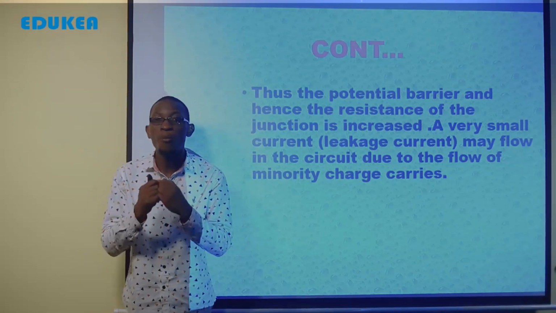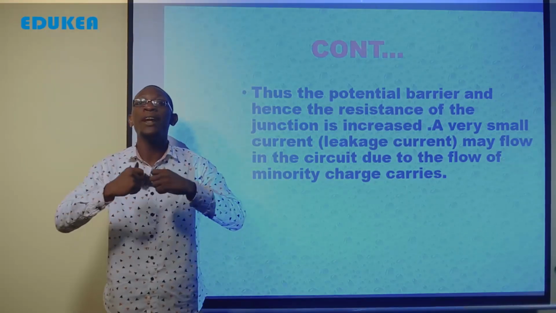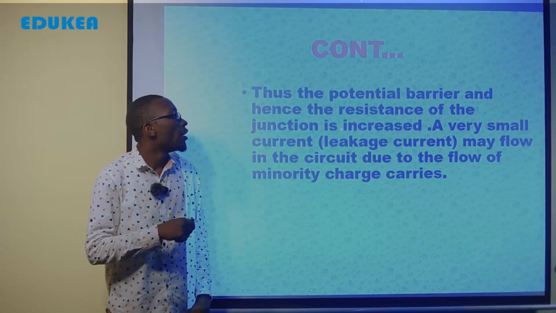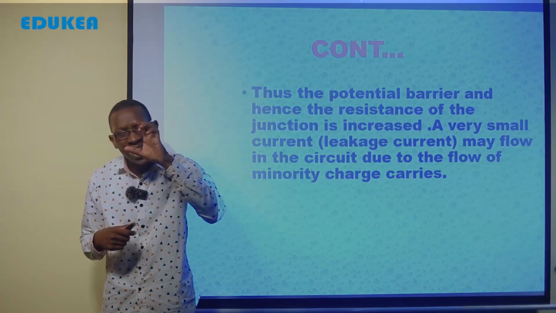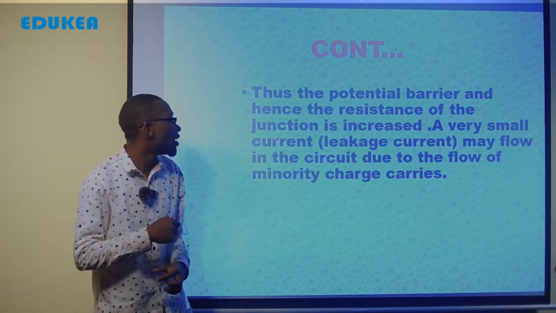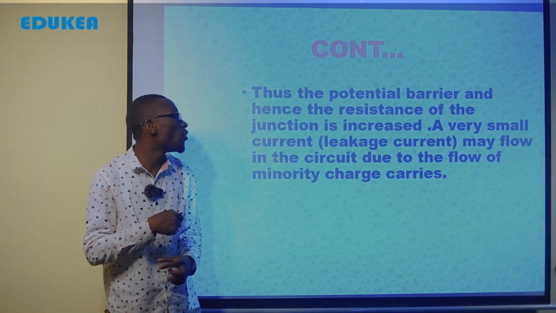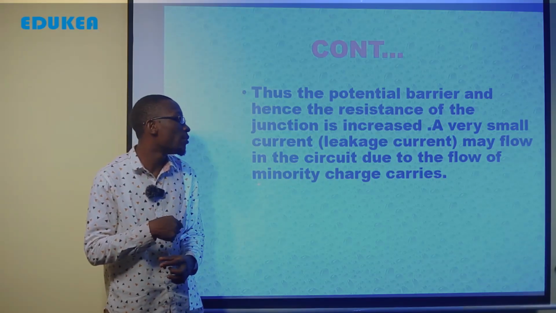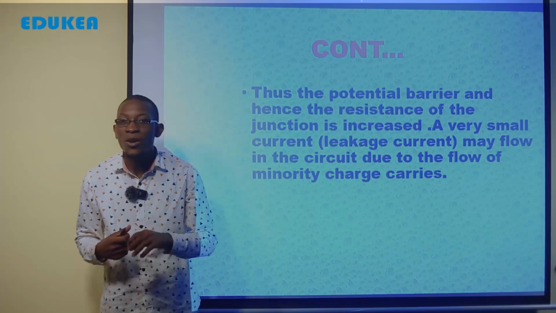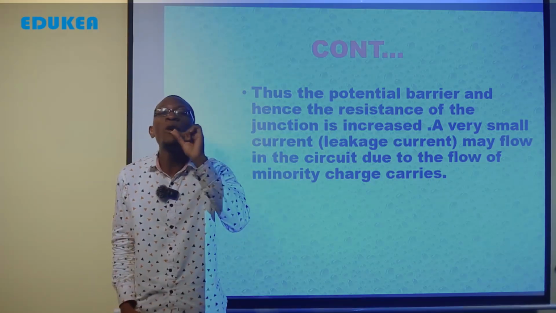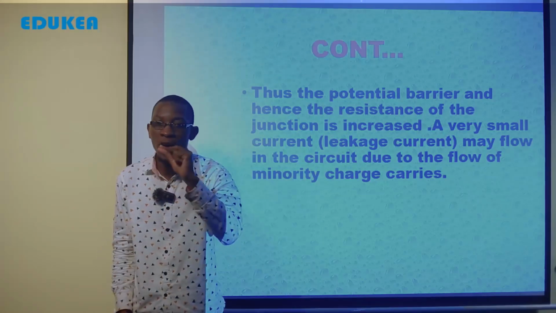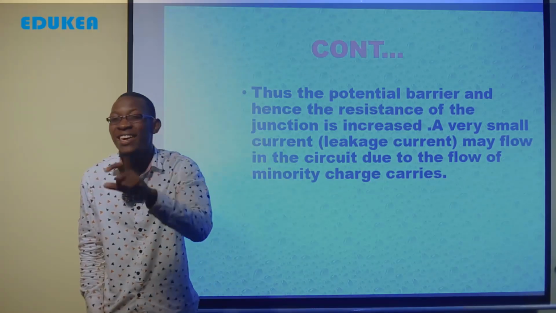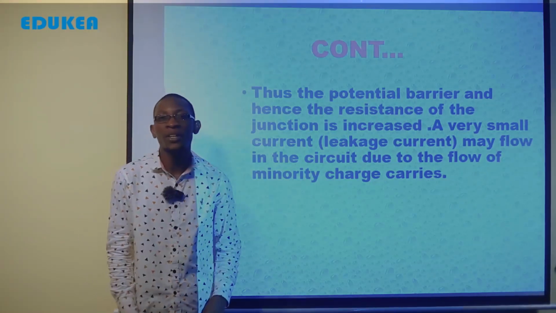A very small current, kwamba ni small currents kidogo sana, leakage current may flow in the circuit due to the flow of minority charge carrier. Kwamba ni current ambayo ni kwa kiasi kidogo sana itakacho flow kwenye hiyo junction kutokana na ile flow ya minority carrier zile. Minority nini? Carrier. Zile charge chache zitakazoweza kupenyeza. That's why we call it a leakage current.